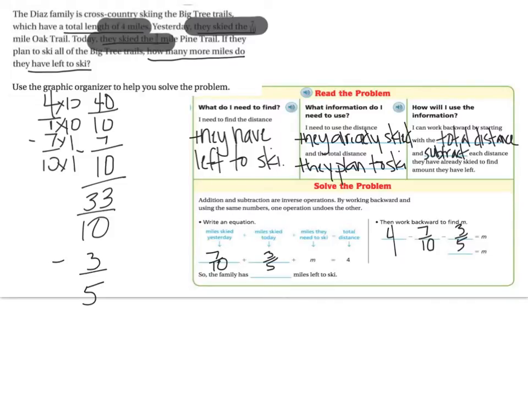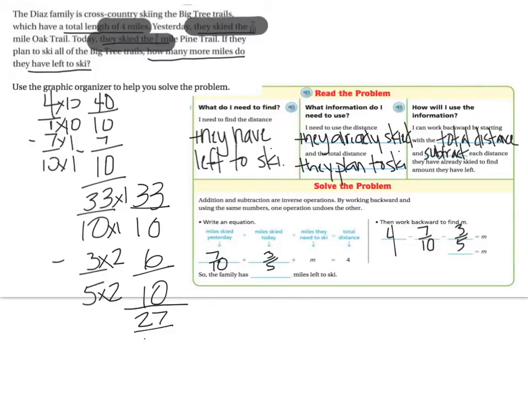Now I'm thinking that I need to find a common denominator for 10 and 5. I know that 5 and 10 both have 10 in common. 10 times 1 is 10, so I need to multiply the top by 1 as well, so I get 33. 5 times 2 is 10 on the bottom, so I also need to multiply the top. So I have 33 minus 6. 33 minus 6 is going to be 27 over 10.